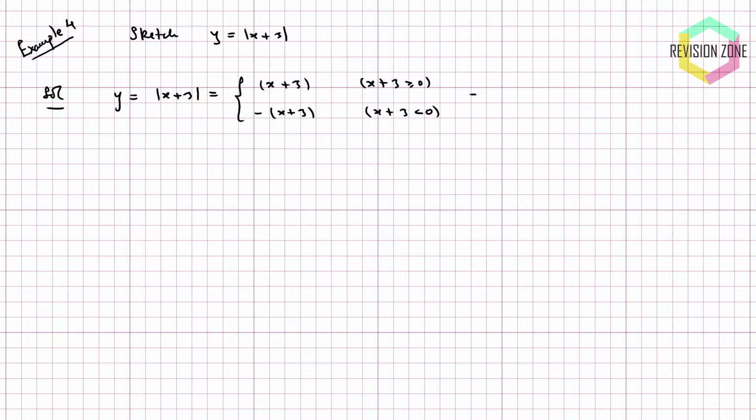But what is this? This is nothing other than just x plus 3 for x being bigger than or equal to negative 3, and this is negative x minus 3 for x being less than negative 3. So now all we have to do is graph that part for those values of x, and graph this part for those values of x.